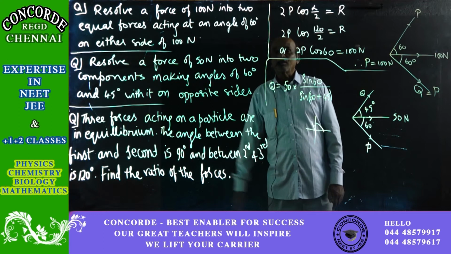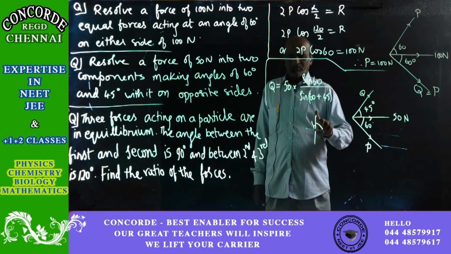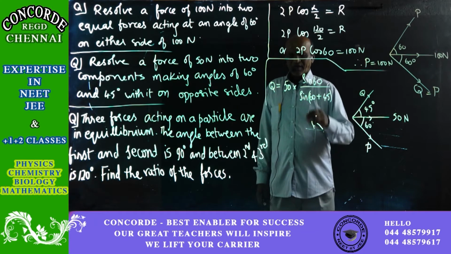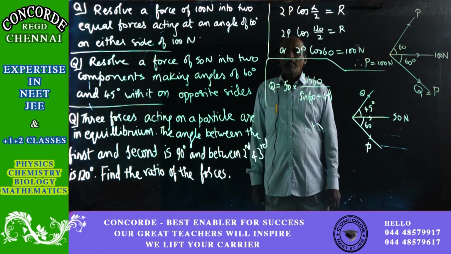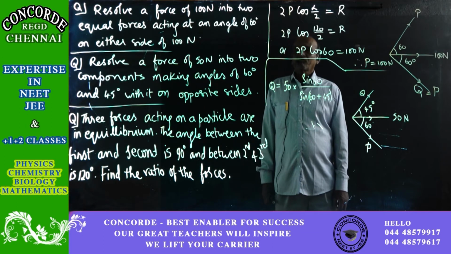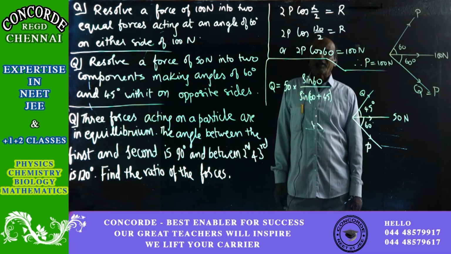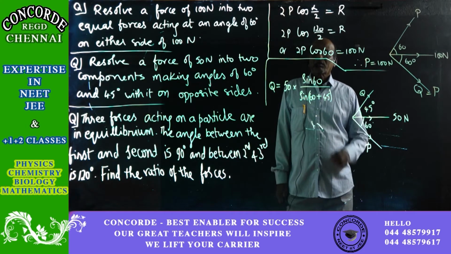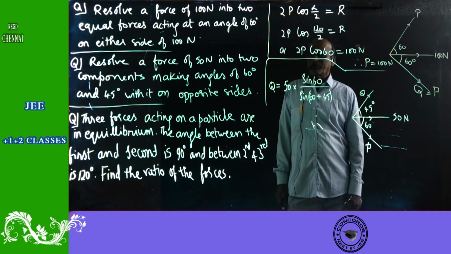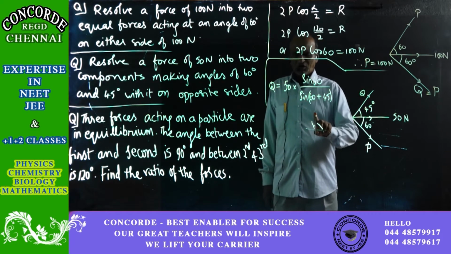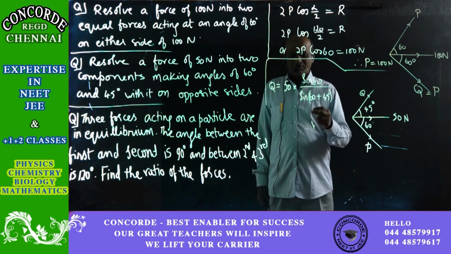Cos 15, well, you have to remember the values. The direct value is, if you can't remember, then remember the exact value. See, sine 15 is root 3 minus 1 by 2 root 2, and cos 15 is root 3 plus 1 by 2 root 2. Okay, leave out all that.